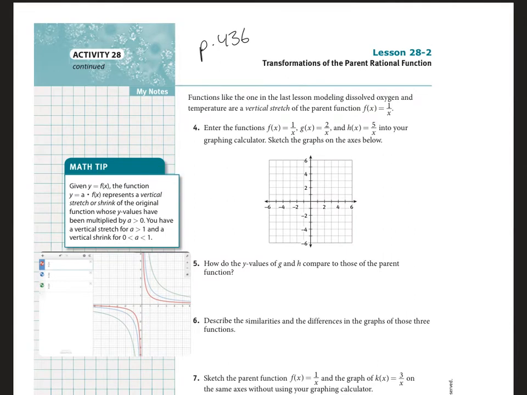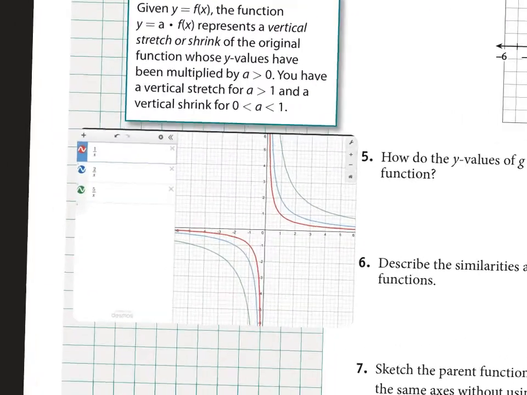Okay, so we're back here on page 436. We're going to start to see how these functions can change. We're going to look at vertical stretches here. So you notice in number 4, it asks us to look at 1 over x, 2 over x, and 5 over x. You can graph that on your own, on the graphing calculator, to see how it changes. But I've done that for you here in the bottom left.